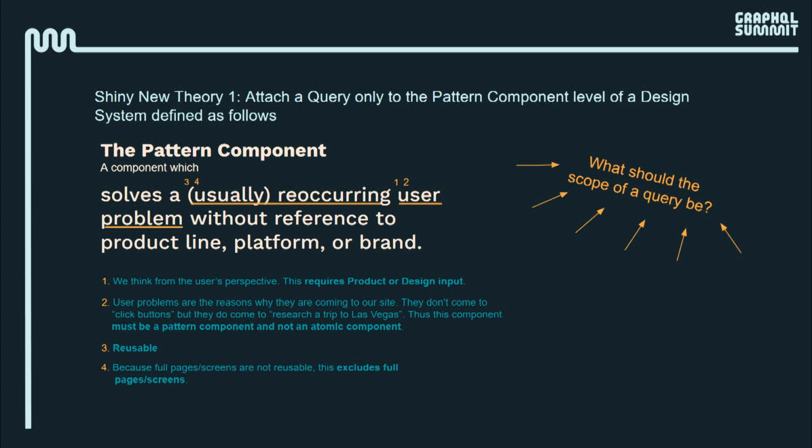So we're saying a query should be attached to something which is smaller. And that has the great benefit that it can be dragged and dropped across our whole site. You have this reusable module where it's not only the UI, but it knows what it needs to know, like what data it needs. And then finally, if it's without reference to product line, platform, or brand, then you avoid that bloat which I showed you in our first use case. So yeah, that's my proposal. It hasn't been fully tested. So that is my first theory.